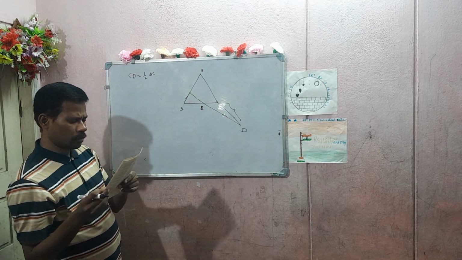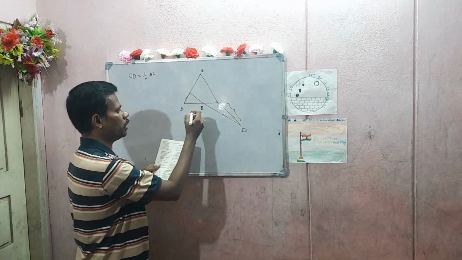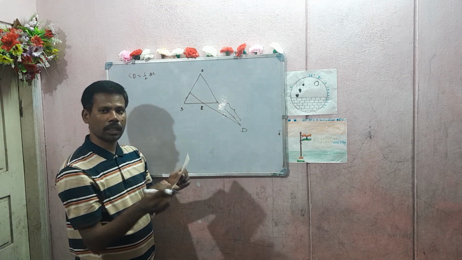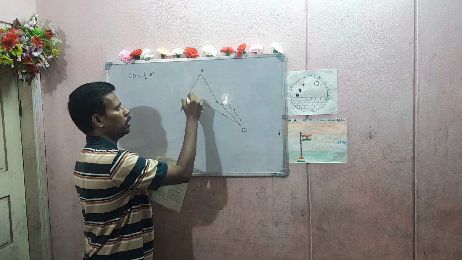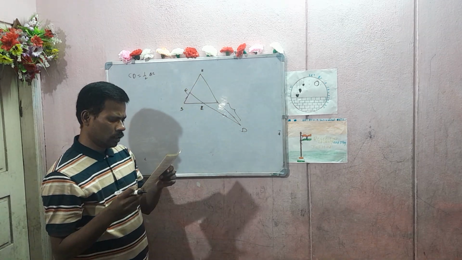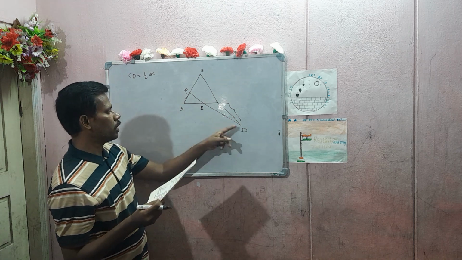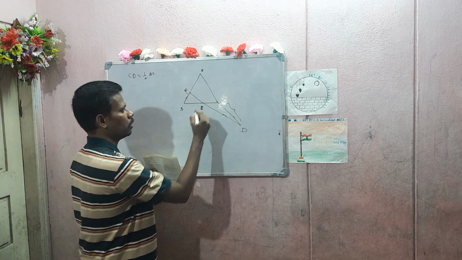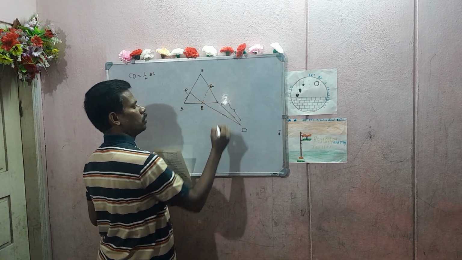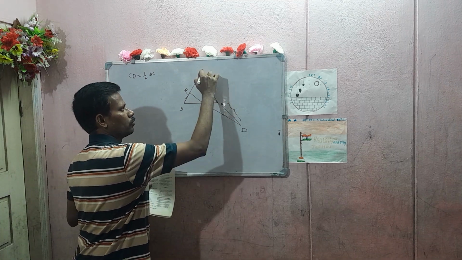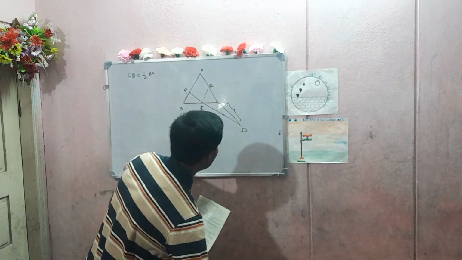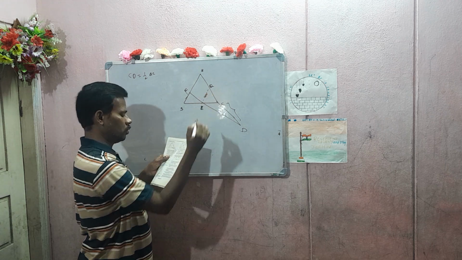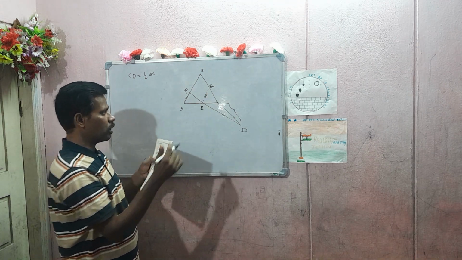Given E is the midpoint of BC, and DE meets AB at F. EQ is drawn parallel to AB. This is just a rough diagram.